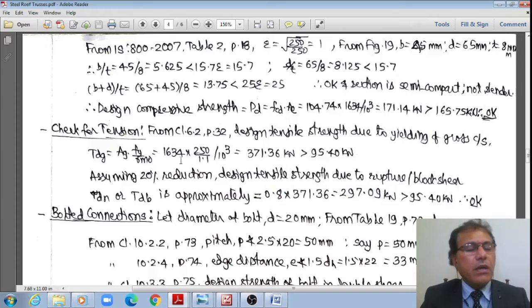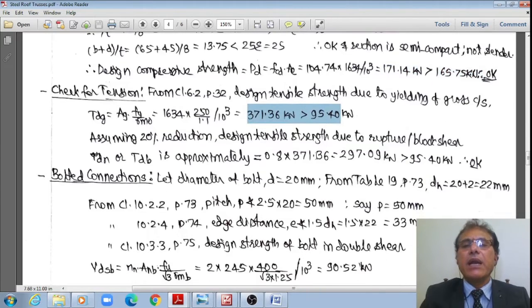If you wish to learn more, then go through the previous videos on design of tension members. Therefore, it is also okay in tension. It is okay in compression, which is greater than 165.75, and it is also okay in tension, which is greater than 95.4. Therefore, the assumed section is okay.